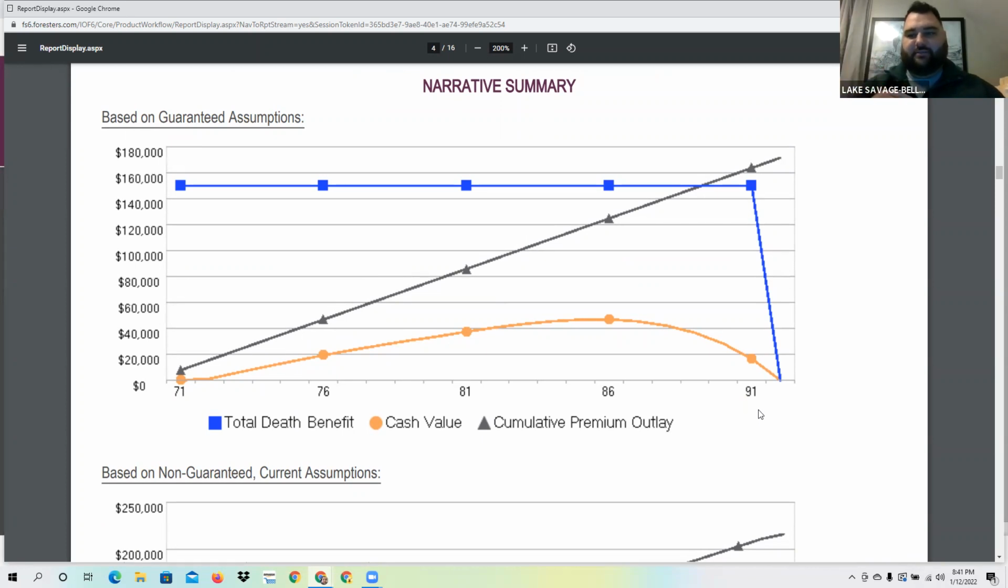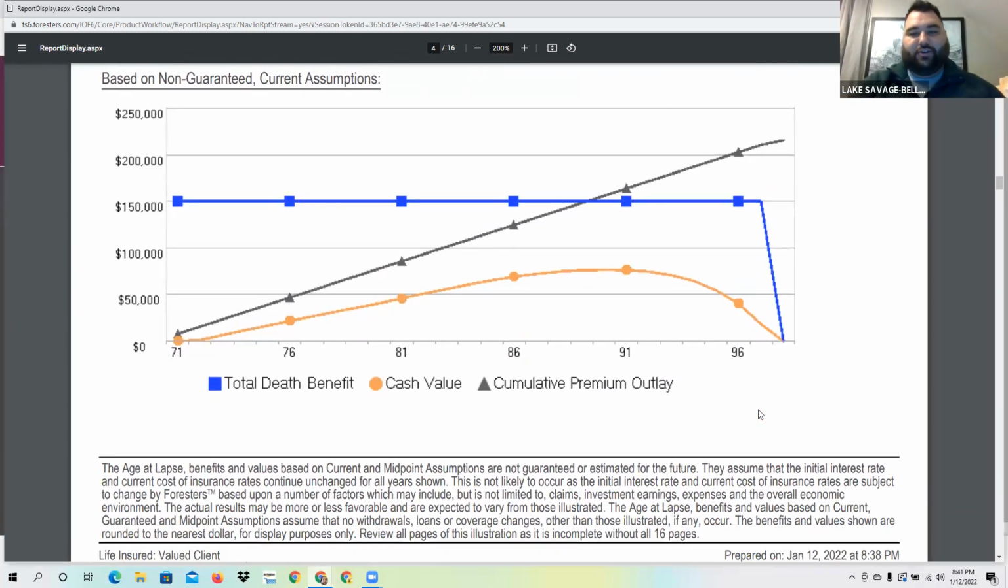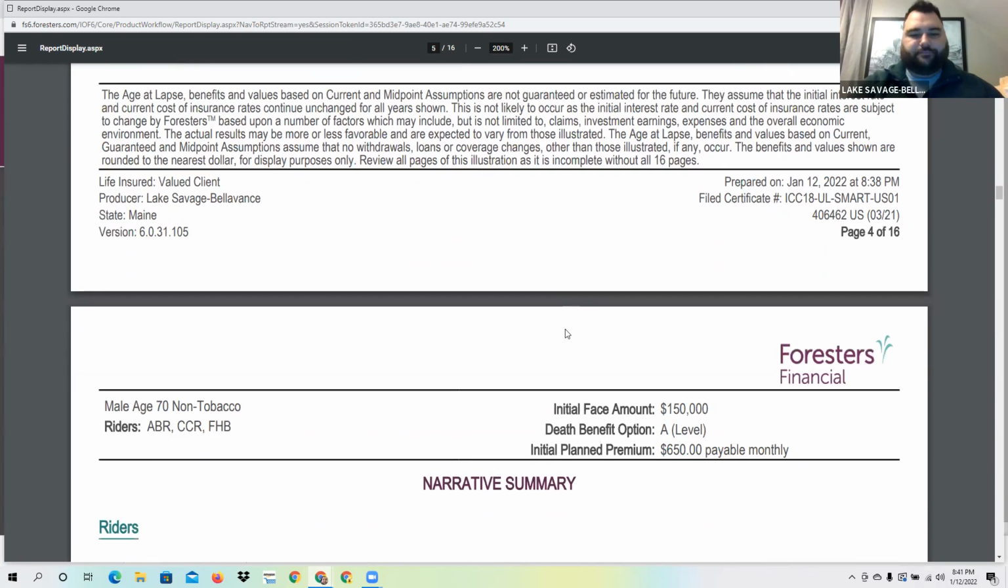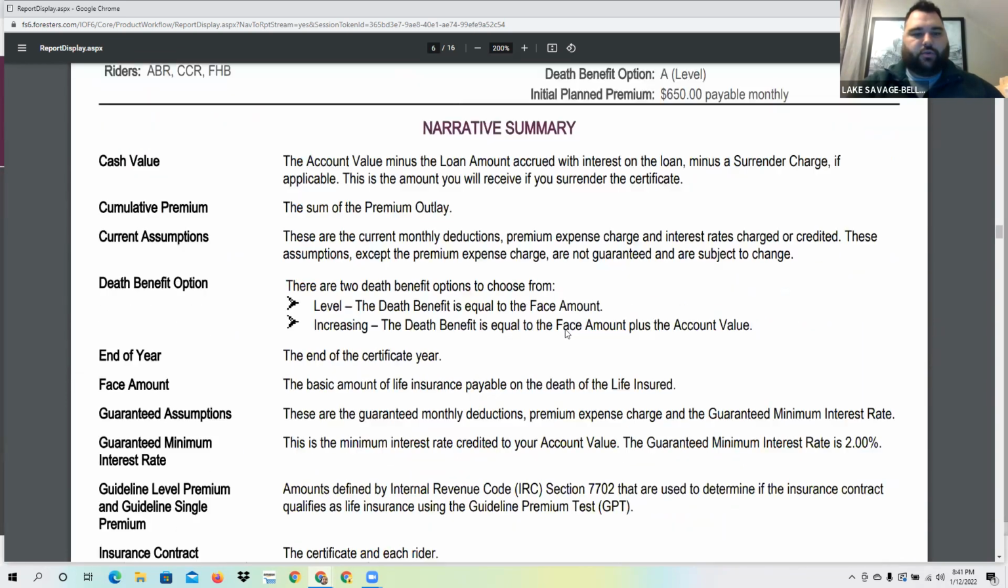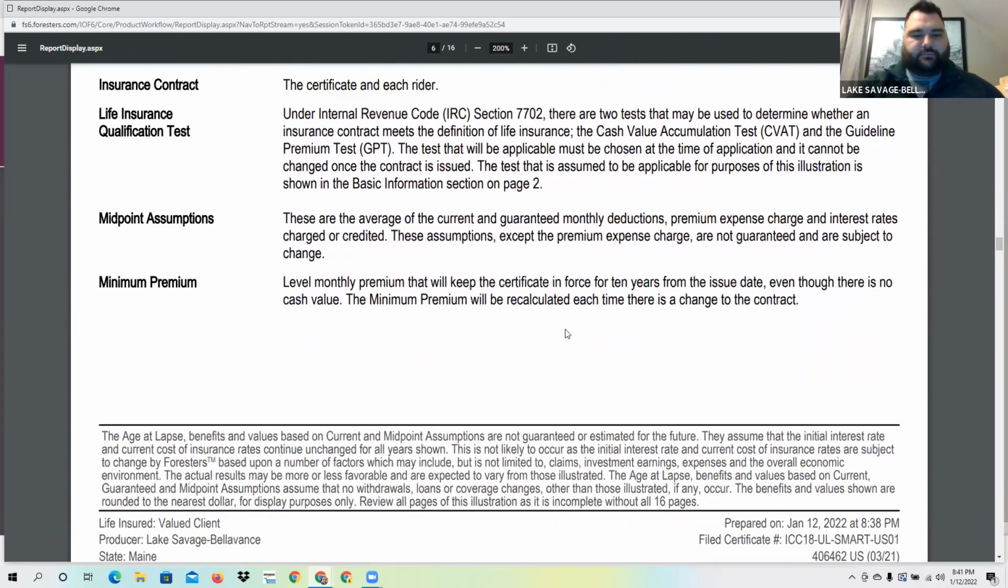Even in 2008, we went through 2008, the market rebounded a few years after. The S&P 500 is averaging like 7.84% in the last 20 years, okay? So the likelihood of that happening is not zero, but pretty close to it. So this is the guaranteed assumptions, which is what you're going to show them. Usually I just skip down to here to show them the loan amount. If I can find it.